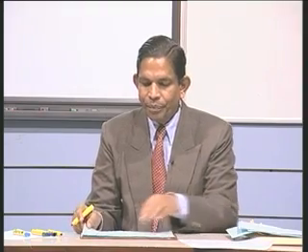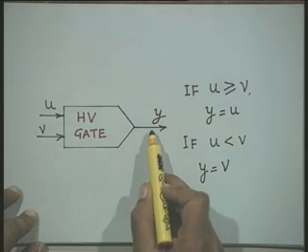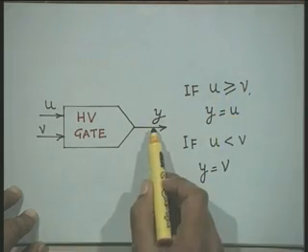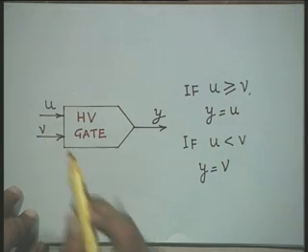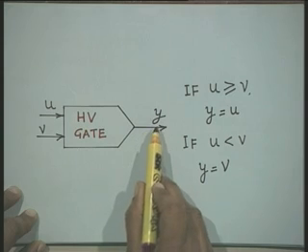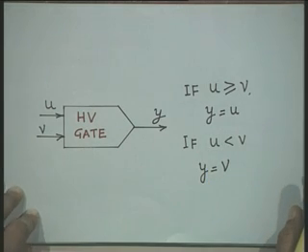The next type of gate is called the HV gate, where the input signals are again U and V, and the output is Y. Here, if U is greater than or equal to V, Y is equal to U, which means the output is equal to the larger of the two signals. If U is less than V, then the output Y is equal to V, because here V is bigger than U. Therefore, these two gates are also required to model the complete excitation system, because we have to implement the under excitation limit and over excitation limit, and these limits are realized by using these HV and LV gates.